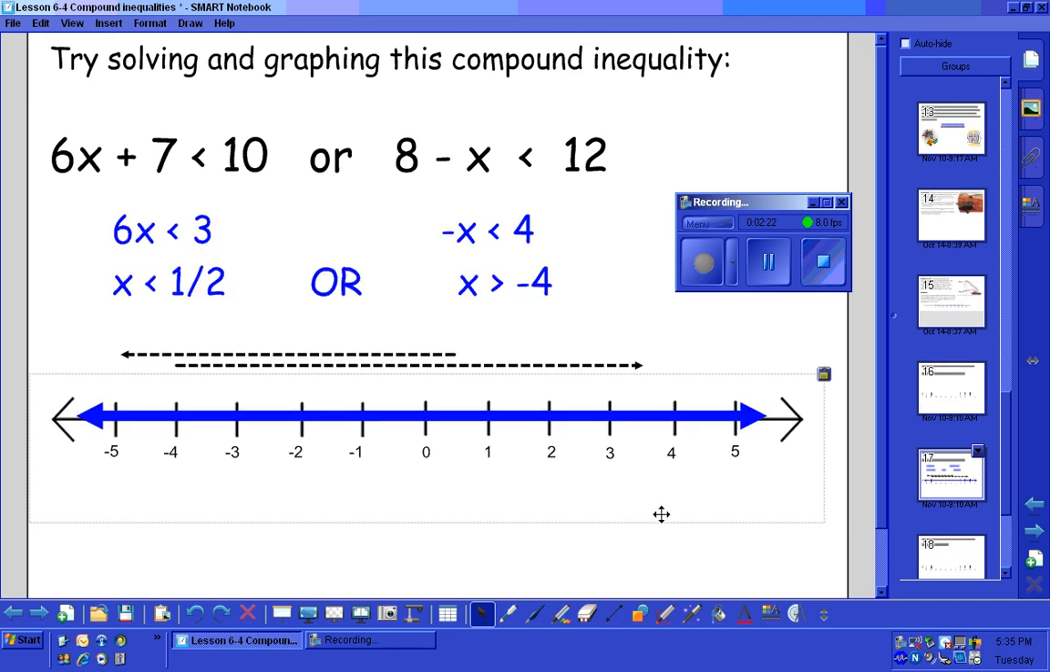Here's the solution to this set of inequalities. Since it can be one or the other, and every point on the number line would be on either one of the two inequalities, our solution is the entire number line.